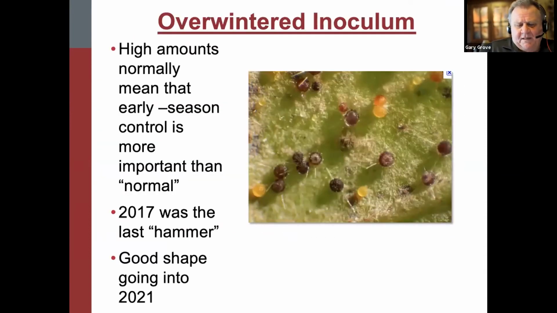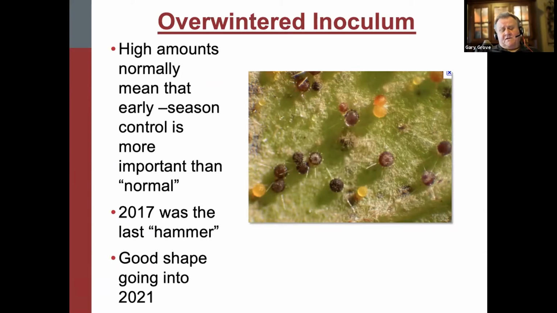Okay, one thing about chasmothecia, if you have a lot in the wintertime going into the next season, high amounts normally mean that early season control is more important than, say, a normal year. Keep in mind that 2017 was our last real industry-wide hammer. We've had several years where you can find mildew, but what I consider a hammer is something that's industry-wide and something that brings the industry to its knees. So we haven't had one of those catastrophic years in quite some time.